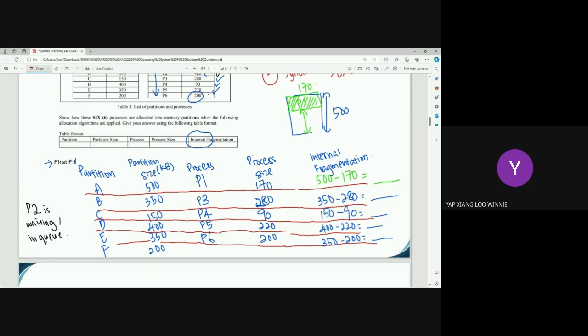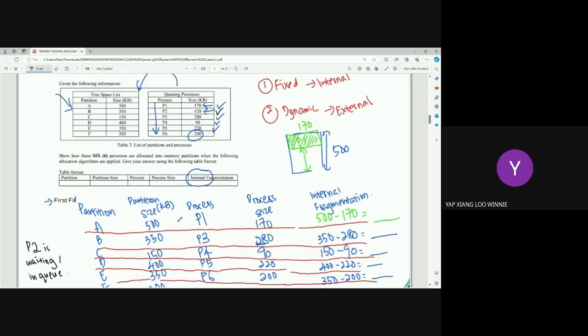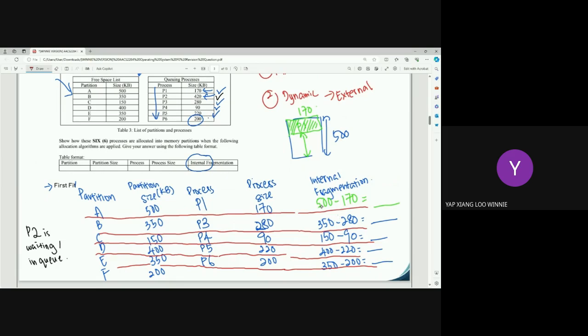Okay, so this is the case. With that being drawn, you see over here, partitions A, B, C, D, E, all have the internal fragmentation over here. Okay, what about F? Because there is no process in F, the internal fragmentation you cannot calculate. You put one dash over here. Okay, in your exam, make sure you use a ruler. Don't be like me. Okay, do it neat and tidy, please.